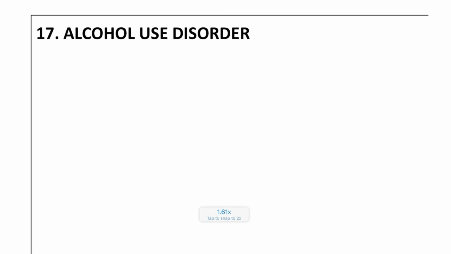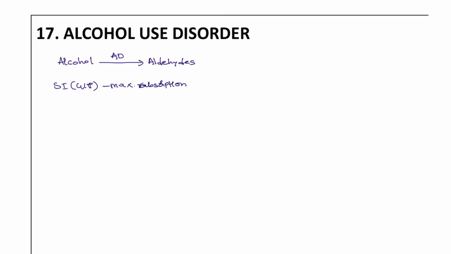Next, moving on to alcohol use disorder. Alcohol use disorder is considered one of the most serious disorders worldwide. Almost 80% plus of the population is burdened by it. Let's see how alcohol is metabolized in our body. When you ingest alcohol, or ethanol, it is converted with the help of aldehyde dehydrogenase to form aldehydes. Maximum absorption is seen in the small intestine because of its wide surface area.